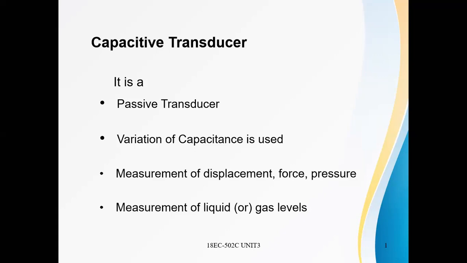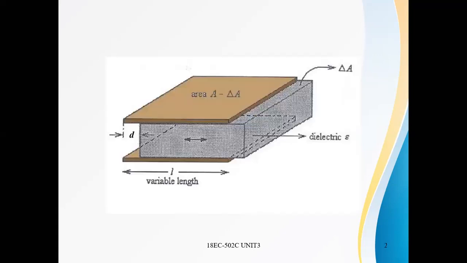A capacitor transducer is a passive transducer. Here the principle is that the variation of capacitance is measured. The measured capacitance value depends on the measured value. These capacitive transducers are used for measurement of displacement, force, pressure, as well as liquid levels or gas levels. See, this is the construction of a capacitor.